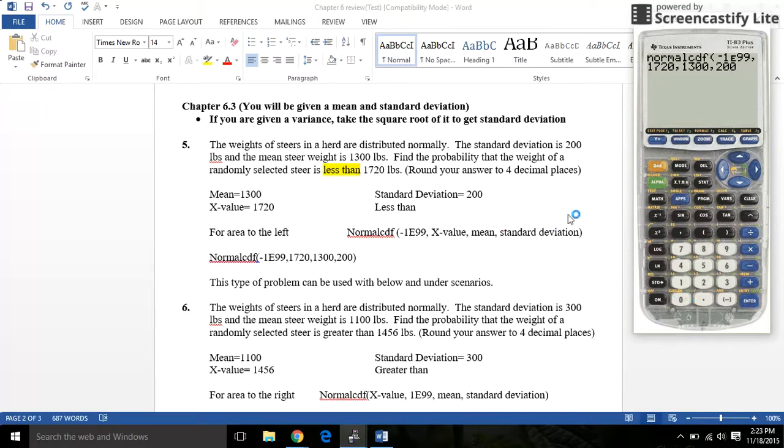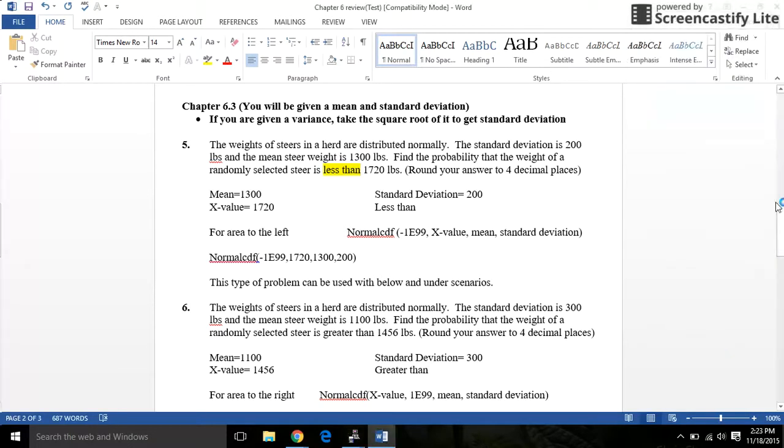And you see this right here. So I close my parentheses and hit enter, and the value I get is 0.9821. So basically the probability is 98.21% that the steers are going to weigh less than that. How I got that is I took 0.9821 and converted it to a percentage by moving the decimal 2 places to the right. All right, so let's keep going.